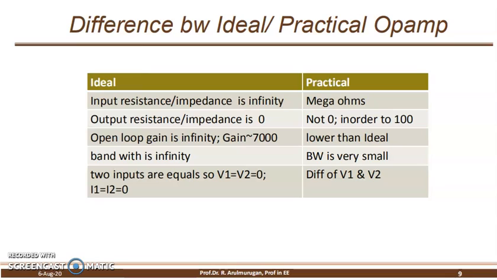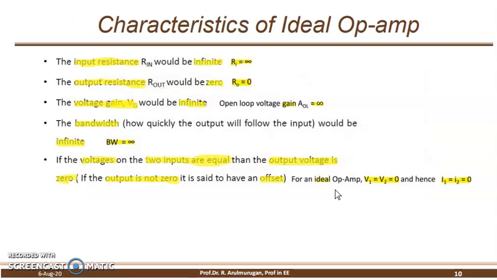So what is the output voltage of the op amp? The output voltage of the op amp, V naught dash, is equal to the gain multiplied by the difference of the two inputs, V plus minus V minus. That is written here. Bandwidth wise, ideally it is infinity, practically it is not infinity, it is a very small value. The gain value ideally is infinity, practically roughly 7,000, or lower than that. So this is the difference between ideal and practical, and a few more remaining things we will touch on.